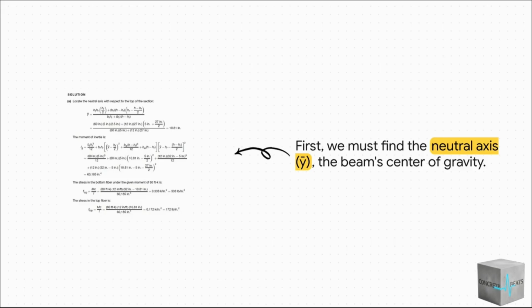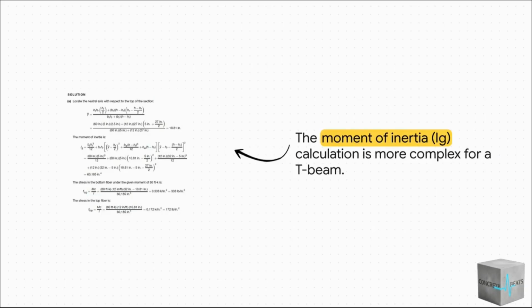That big formula you're seeing, it looks intimidating, but it's really just a fancy way of finding the balance point between that big top part and this skinny bottom part. Once we run all the numbers, we find that balance point. The neutral axis, y bar, is 10.81 inches down from the top. And wow, here's where the math really ramps up.